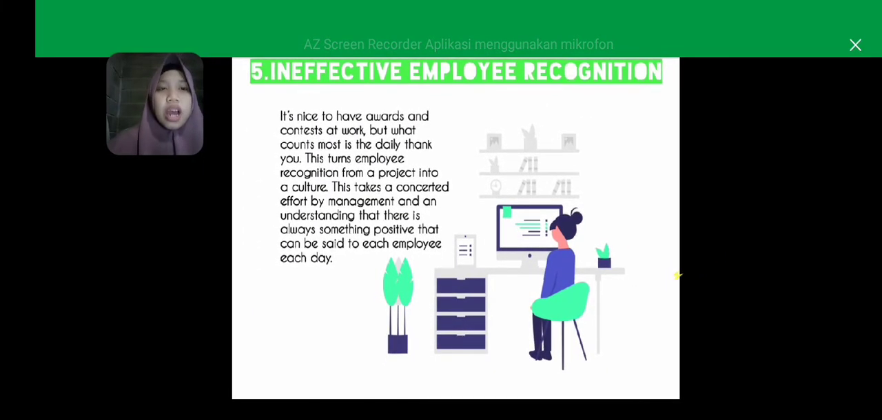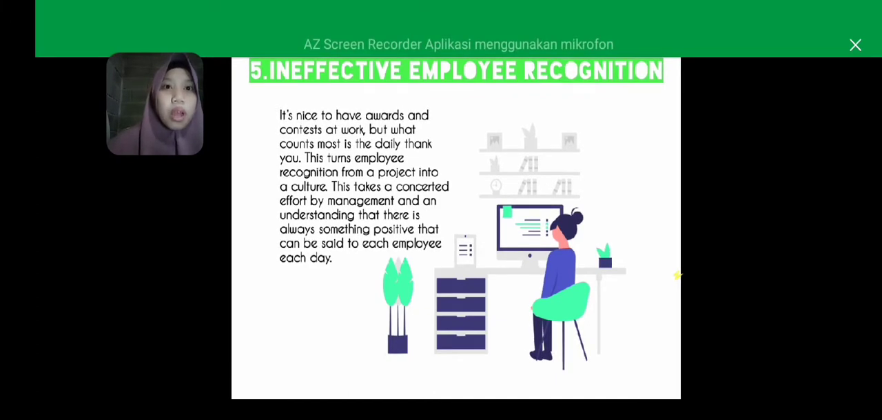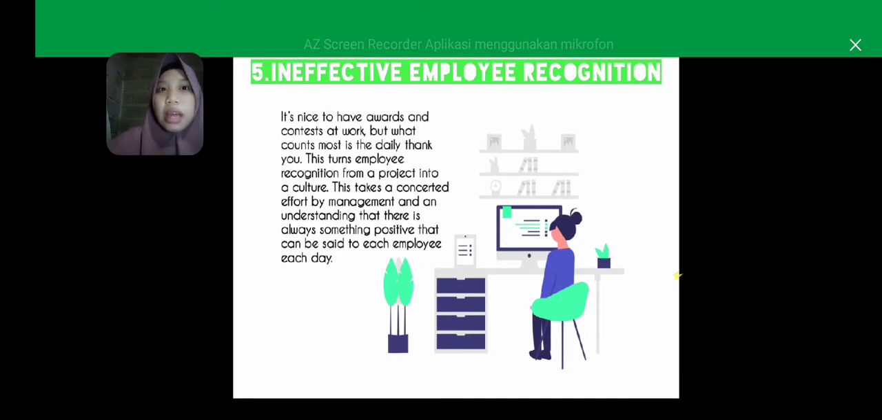Fifth, ineffective employee recognition. It's nice to have awards and contests at work, but what counts most is the daily thank you. This turns employee recognition from a project into a culture. This takes a concerted effort by management and an understanding that there is always something positive that can be said to each employee each day.